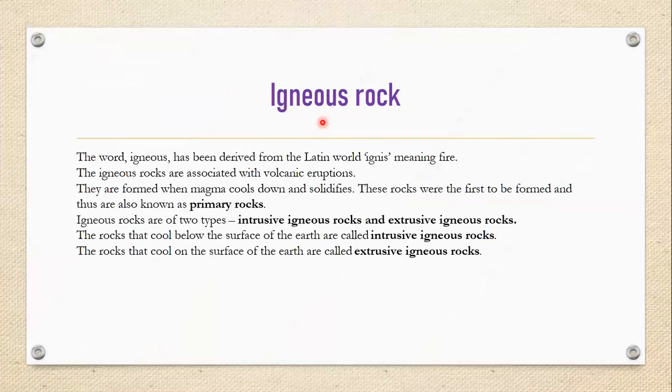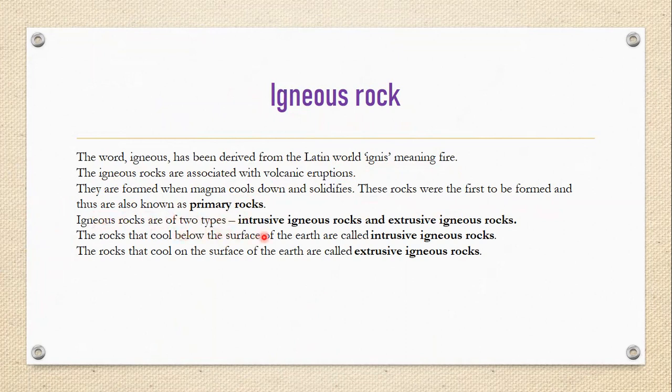Now we will learn about igneous rocks. The word igneous has been derived from the Latin word ignis, meaning fire. The igneous rocks are associated with volcanic eruptions. They are formed when magma cools down and solidifies. These rocks were the first to be formed, thus they are known as primary rocks.